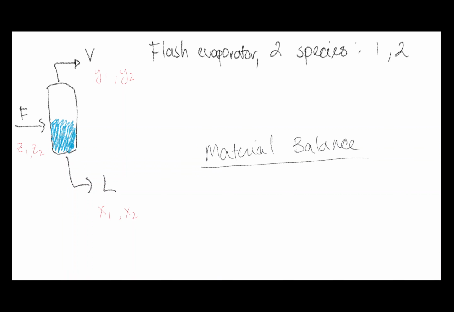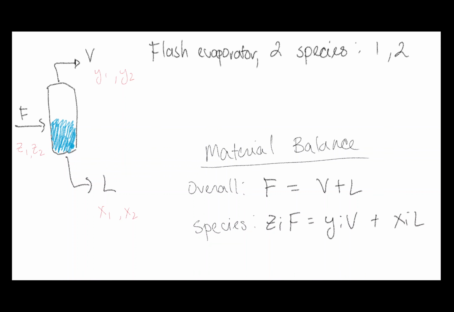We can do a material balance in the system. So overall, we can say that the flow rate in equals the flow rate out. So the feed stream flow rate equals the sum of the vapor and liquid stream flow rates. We can also do a species balance. So we can say that for either component 1 or 2, for instance, Z1 times the feed stream, which would represent the flow of species 1 in the feed stream into the flash evaporator, equals y_i V plus x_i L. So this essentially just means that species i going in equals species i going out through the two streams.